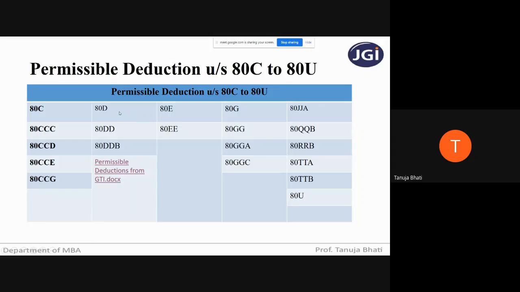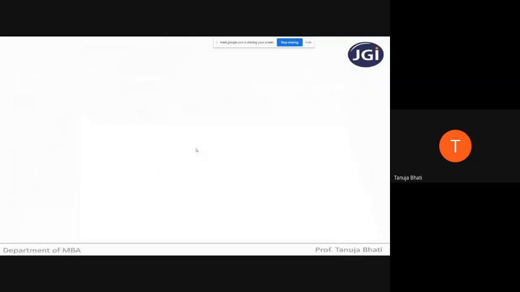So students, we have completed 80D, DD, DDB, 80E, 80EE, and 80G. Have you all understood all these sections, students? Have you all understood these sections? Yes, ma'am. Okay. Thank you so much, students.